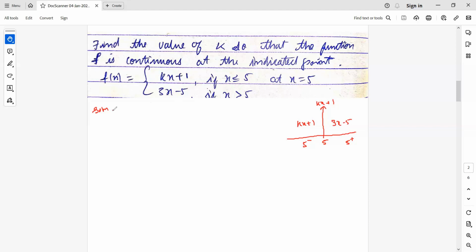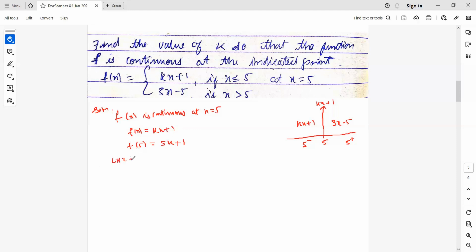So again we will follow the same steps. The first step is that we need to write down the definition. f of x is continuous at x is equal to 5. At x is equal to 5, what is the value of the function? kx plus 1. Replace x with 5. So f of 5 will be equal to 5k plus 1. So this is the first value, that is f of 5.